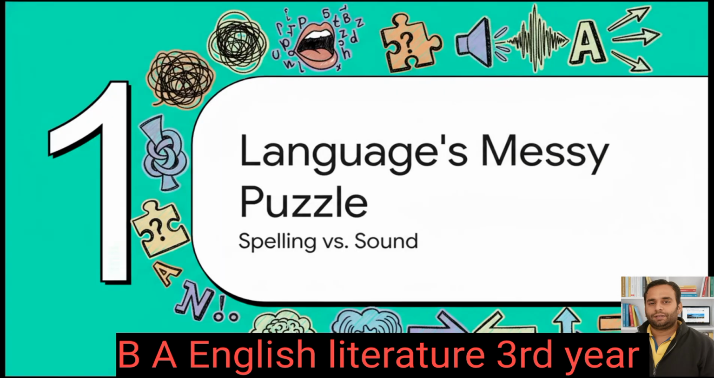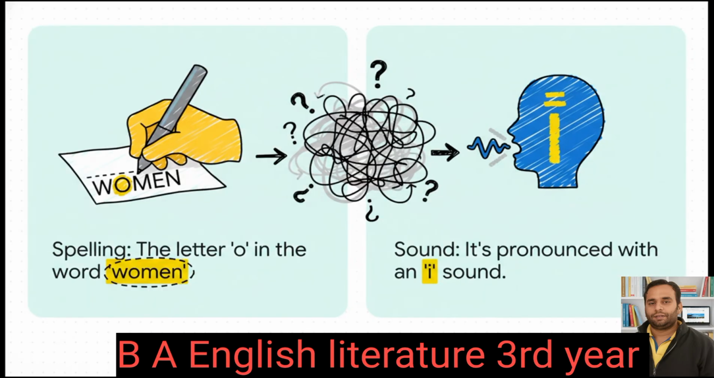Okay, so where does all this messiness even come from? Well, a huge part of it starts with a really basic disconnect in English. The way we write a word often has very little to do with how we actually say it. I mean, just look at the word women. Spelling, you see a letter O right there in the middle, but the sound we make is an i sound, like women. It makes no sense, right? This is exactly the kind of puzzle that can make you want to tear your hair out. So how do we fix this?